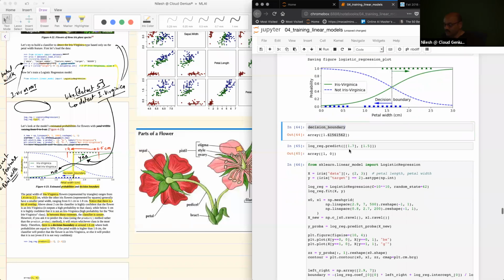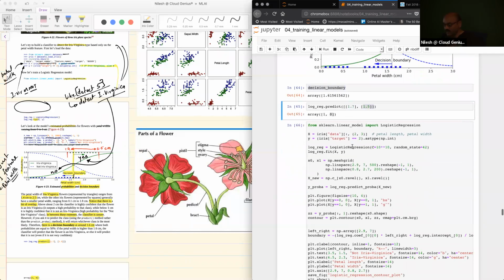In the predictions for values of 1.7 and 1.5, if you put in 1.7, of course, it will give you a 1, saying yes, it is that type of Virginica flower type. And if you give a value of 1.5, it will give you a 0, meaning it is not the Virginica flower type. So we already discussed this.